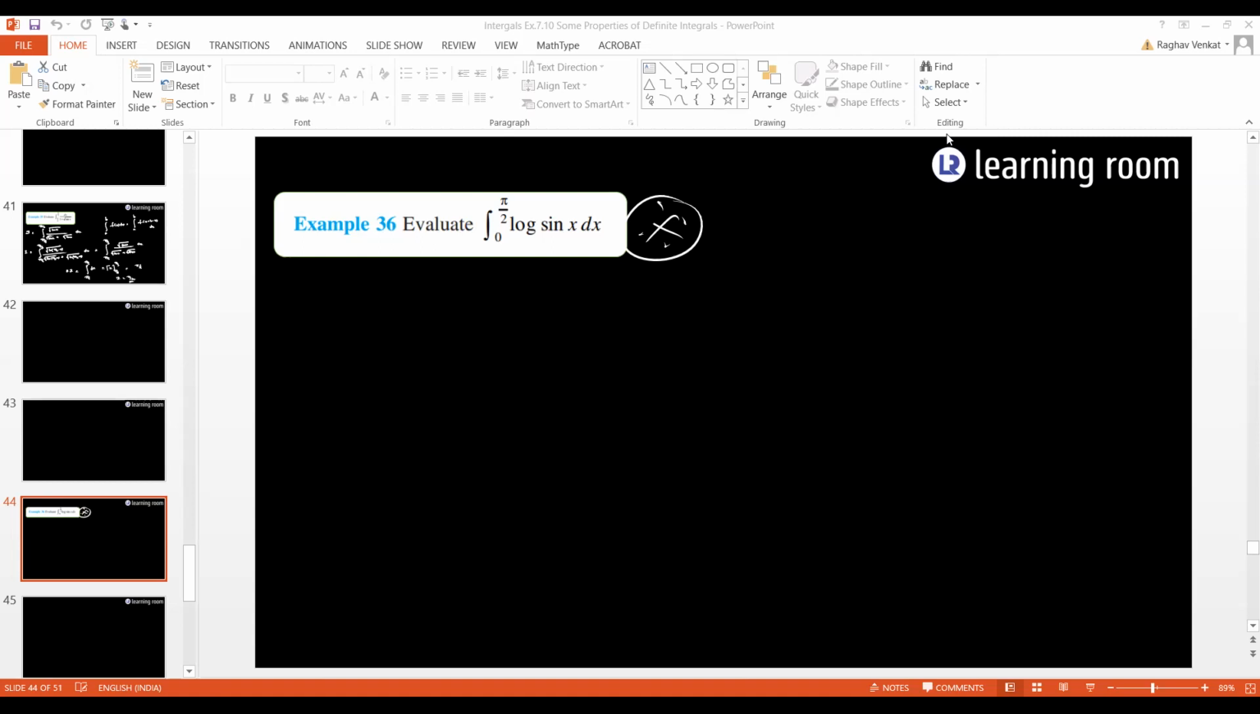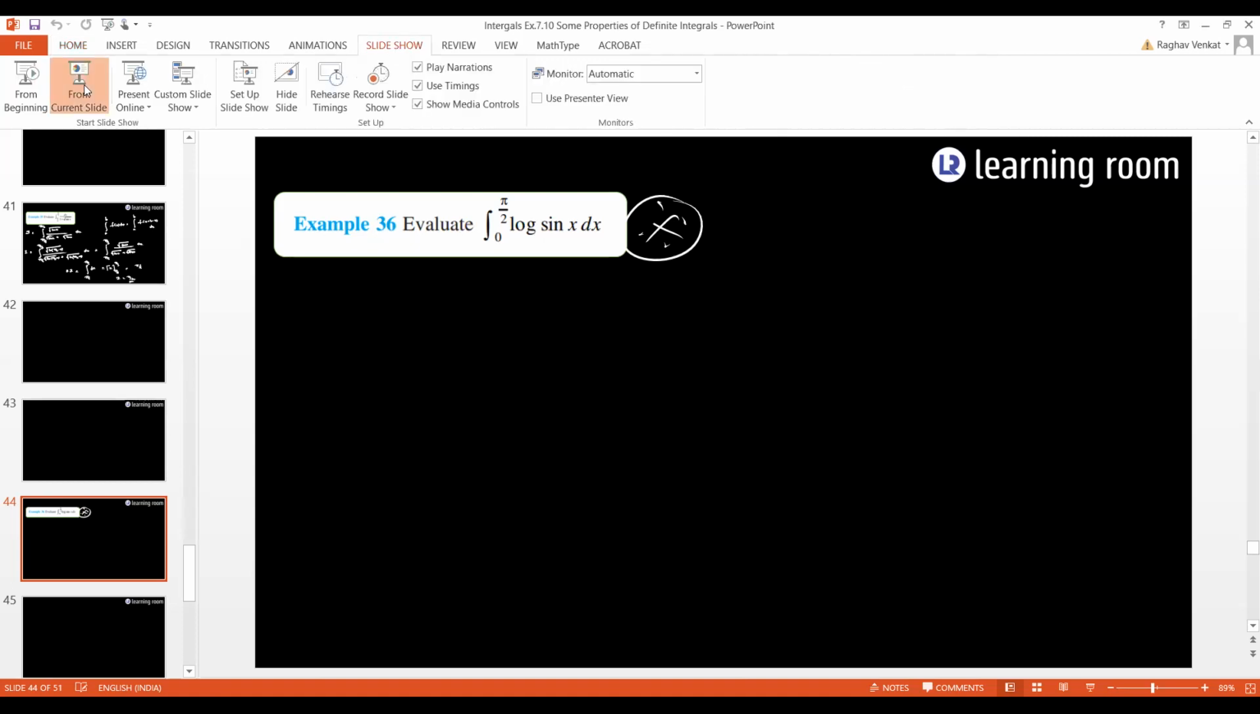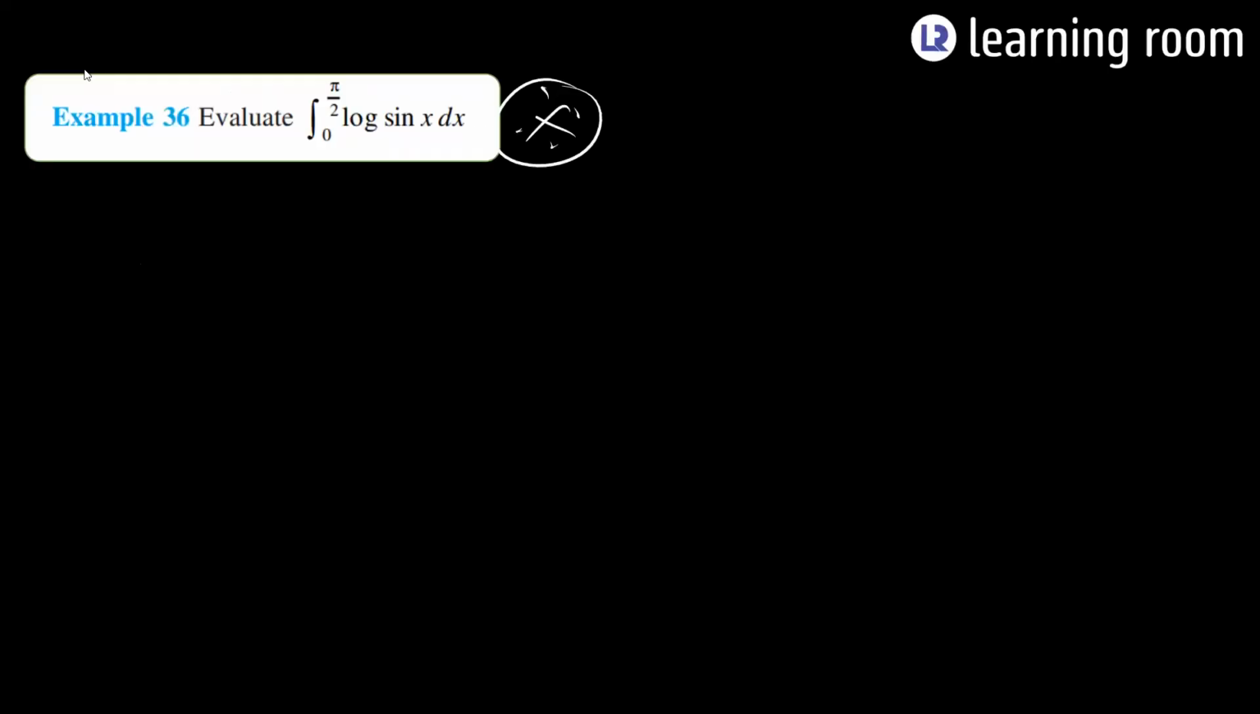Shall we proceed? I told you this is an important one. Integral of 0 to pi by 2 log sin x dx.